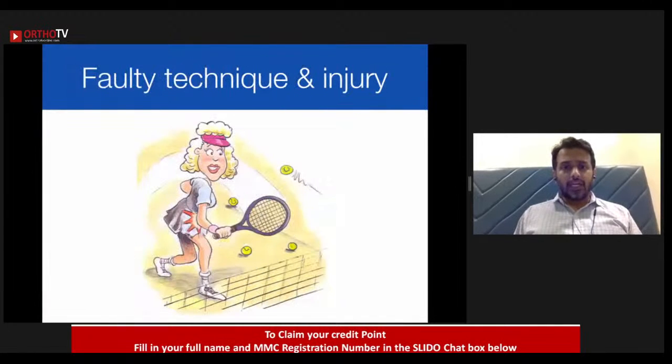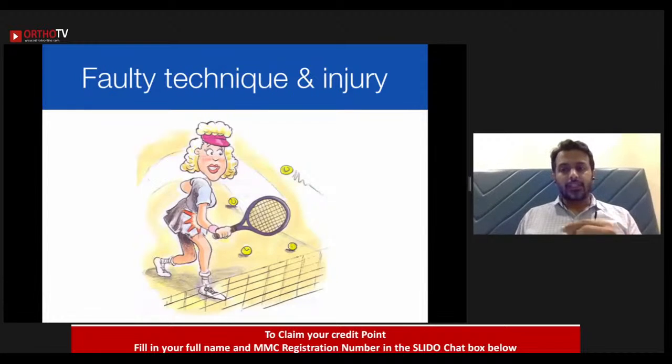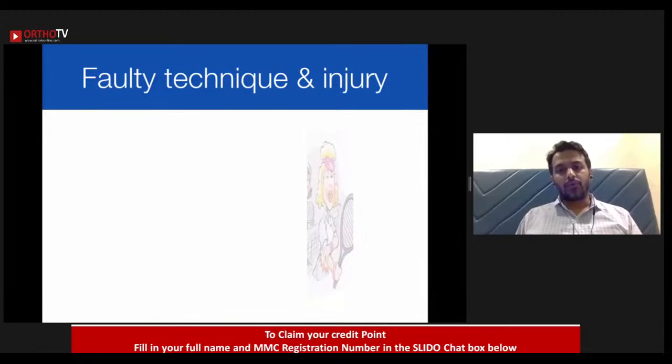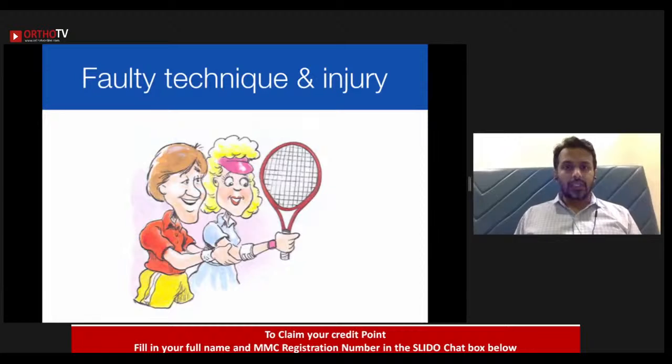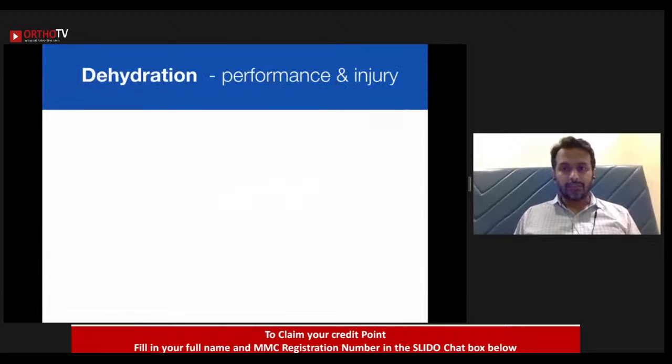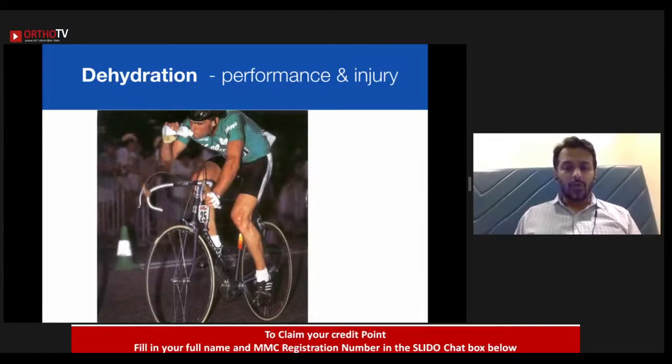So faulty technique, again, where we hold the grip or where the patient's studs are in a football shoe are all important to pick up certain things of faulty techniques and injuries. So next point, very important, where it predisposes to muscle cramping and muscle overload is dehydration. It's important that in an endurance sport, the patient maintains his hydration.